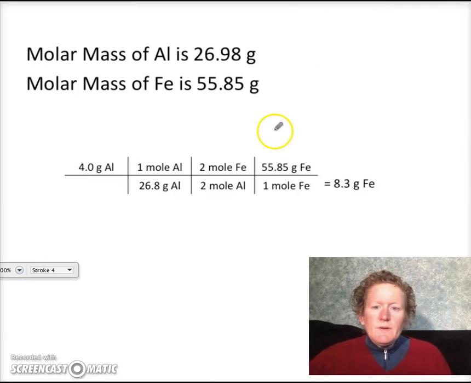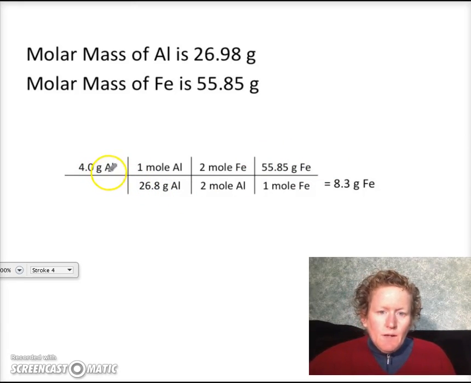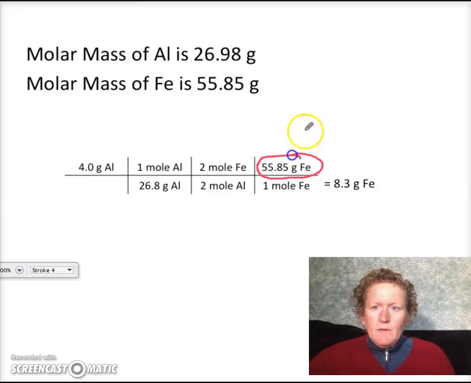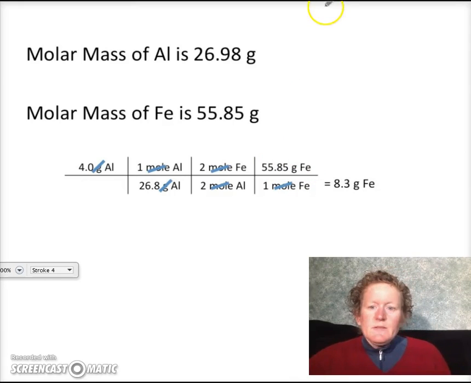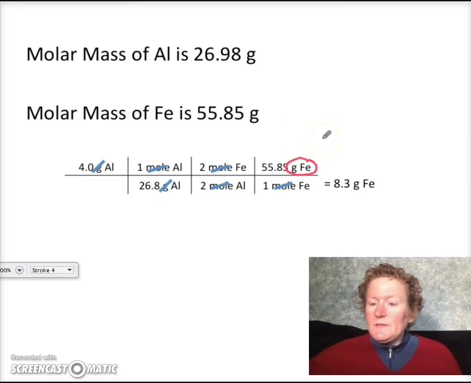If we wanted to convert our answer from moles of iron into grams of iron, we could go 1 step further. Let's walk through here. We would use the grams of aluminum, convert that to moles of aluminum, convert the moles of aluminum to moles of iron, and then go back into grams of iron. And this is just the molar mass of iron right here. Lots of things would cancel, and our answer would be in grams of iron. That is if we wanted to take it 1 step further and go to grams of iron.